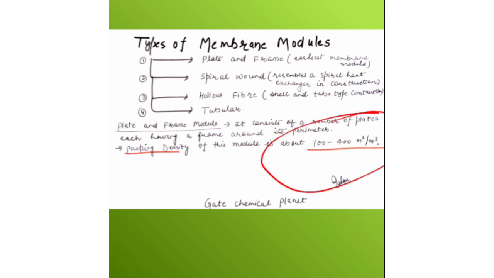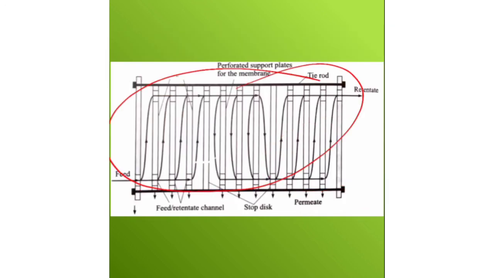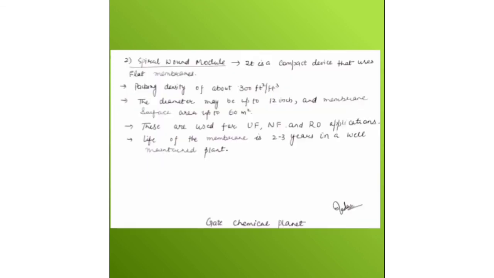So the value of packing density is very important in each module. As the packing density increases, the efficiency of the module also increases. So in the case of the plate and frame module, the packing density is 100 to 400 meter square per meter cube. So now we will come to the spiral wound module.